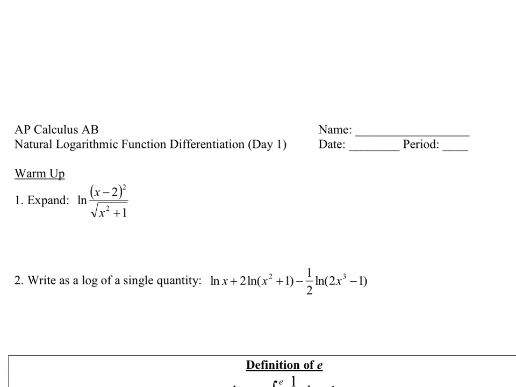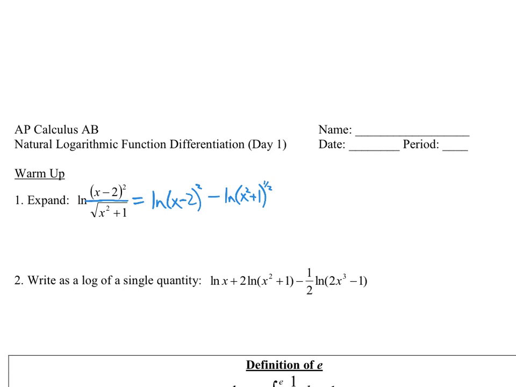Okay, hopefully you paused that and took a chance to look at this on your own, but let's actually solve these. If I want to expand this first one, ln of (x minus 2) squared over the square root of x squared plus 1, the first thing that I see is some division. So when you see division, we can rewrite that as 2 natural logs, ln of (x minus 2) quantity squared minus ln of x squared plus 1 square rooted, which I'm going to go ahead and write as to the 1/2 power.